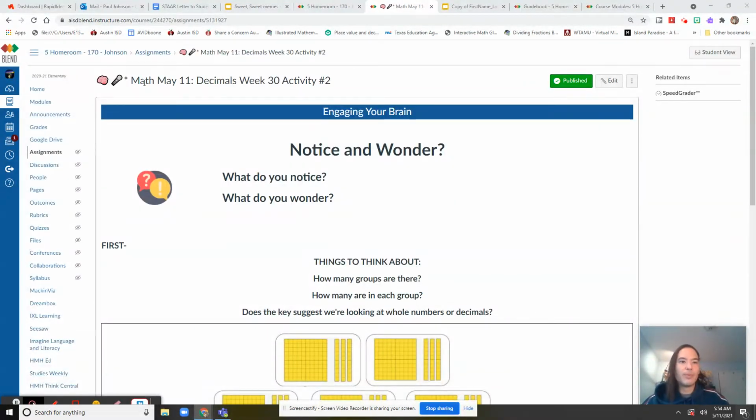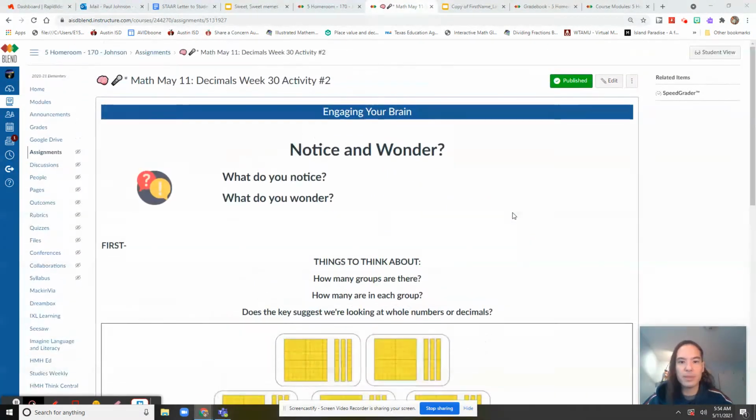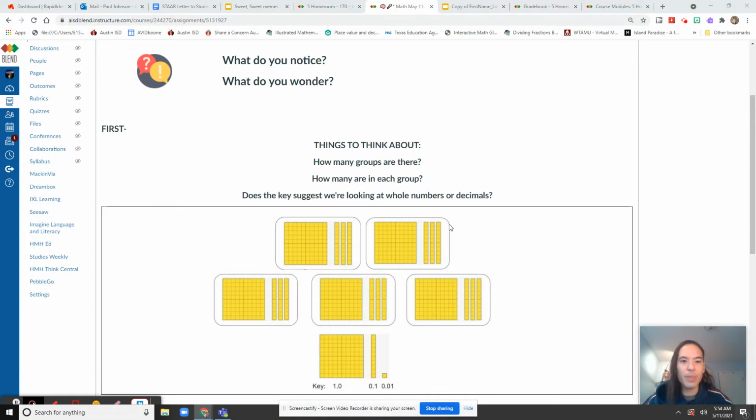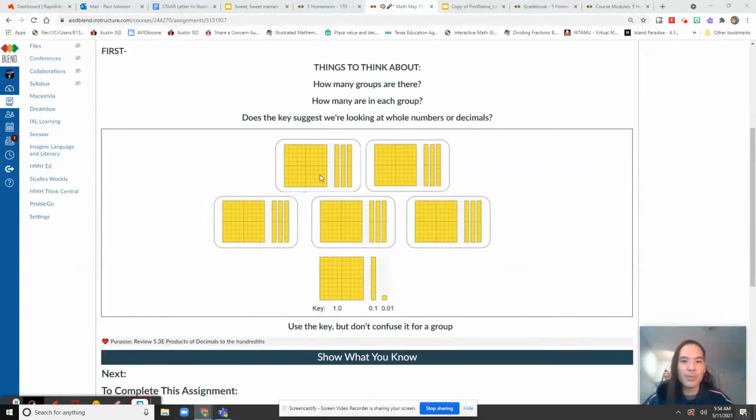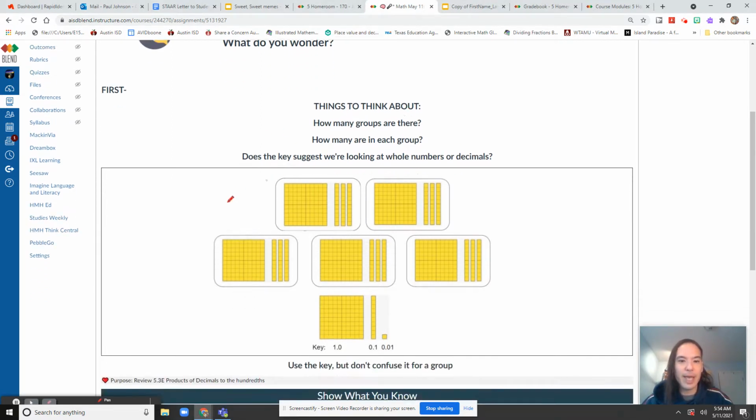Okay, so what we're looking at today, May 11th, decimals, is we are going to make observations about some base 10 blocks, and then we're going to talk about what we're looking at. So, how many groups are there? Well, let's talk about the things to think about. When we're looking at something like this, oftentimes it's just given to us, and the first thing we have to do is figure out what we're looking at.